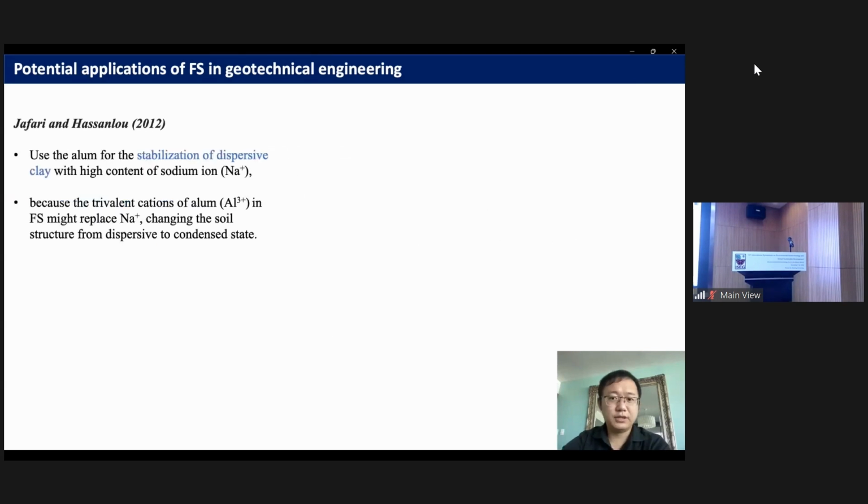Due to the aluminum content of FS, some studies tried to use the alum sludge for the stabilization of dispersive clay with a high content of sodium ions. Because the trivalent cations of alum in FS may replace the sodium ions, changing the soil structure from dispersive to flocculated state. So it means that FS may be used as a binder for the stabilization of dispersive clay.